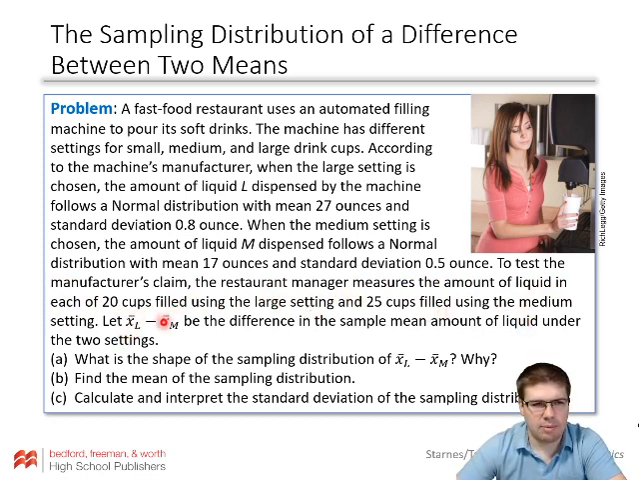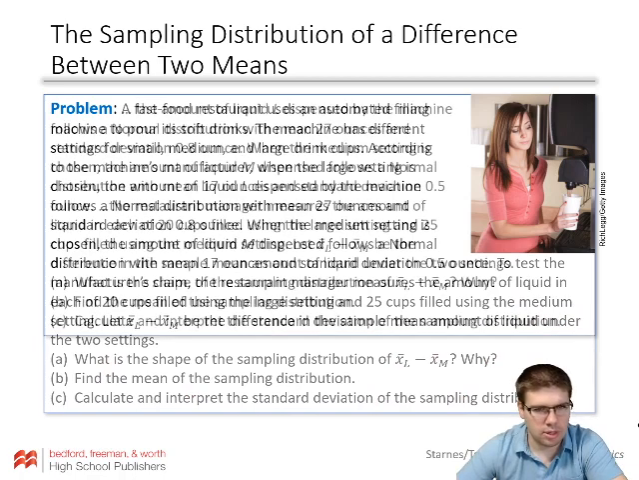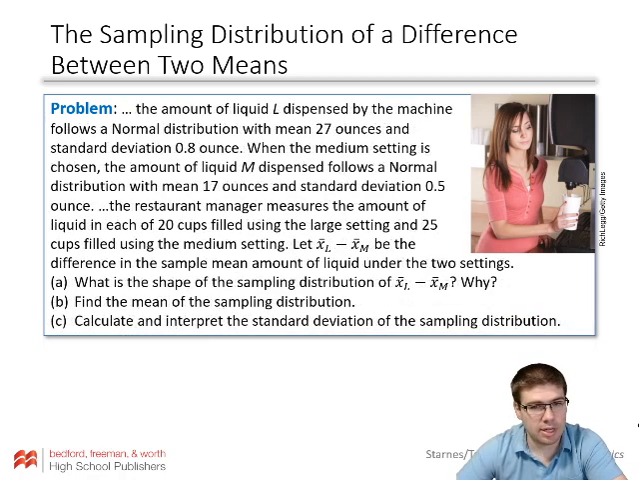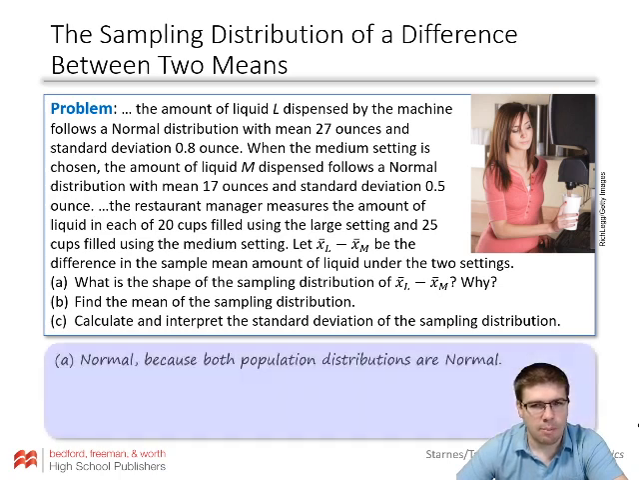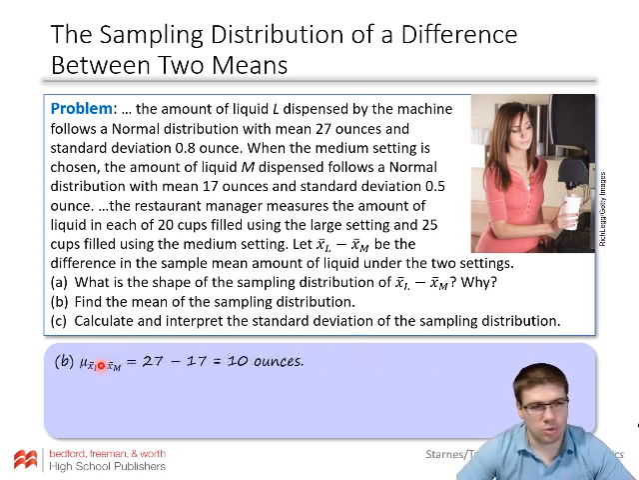Let x bar L minus x bar M be the difference in the sample mean amount of liquid under the two settings. So what is the shape of that sampling distribution of x bar L minus x bar M, and why, and so on? We'll continue through each of these. So the shape will end up being normal because both population distributions are normal. The mean of that sampling distribution of x bar L minus x bar M will be just the two means subtracted. So the 27 and the 17 gives us an average difference of 10 ounces. That's what it should be, as long as we're not biased about how we get our sample.